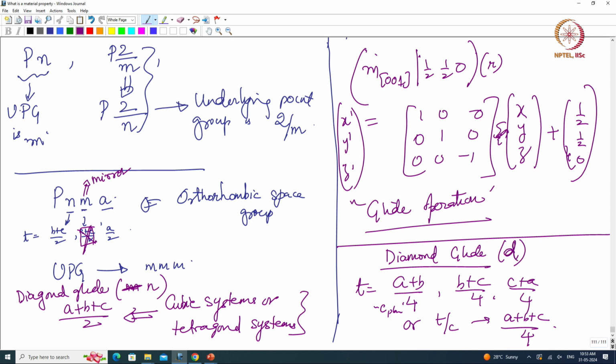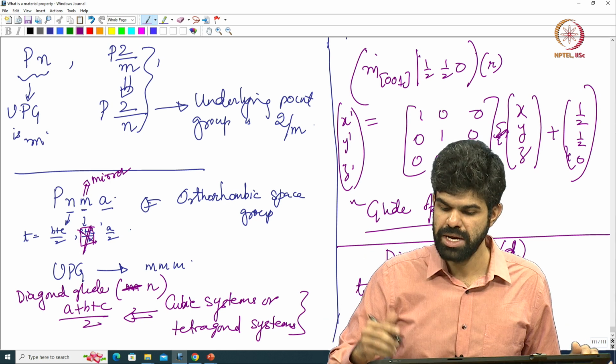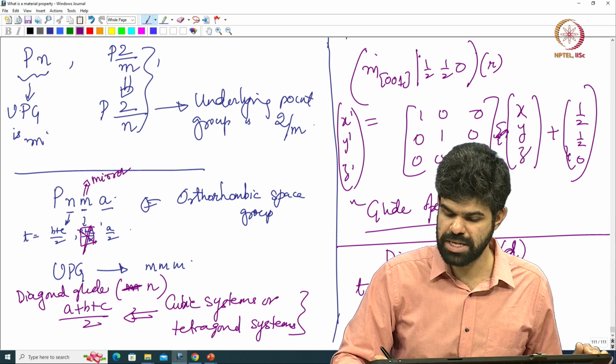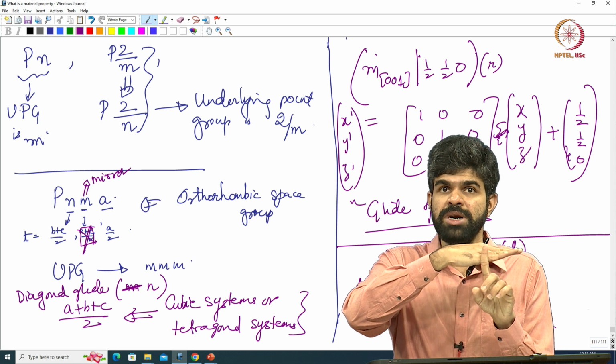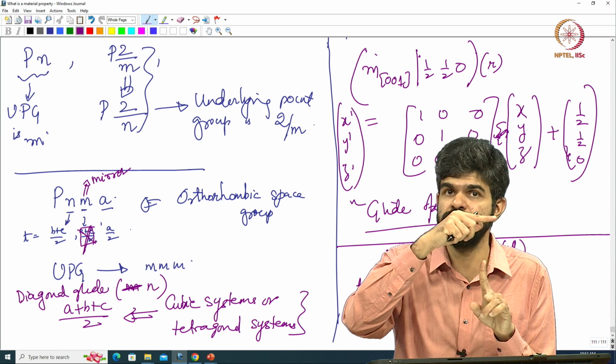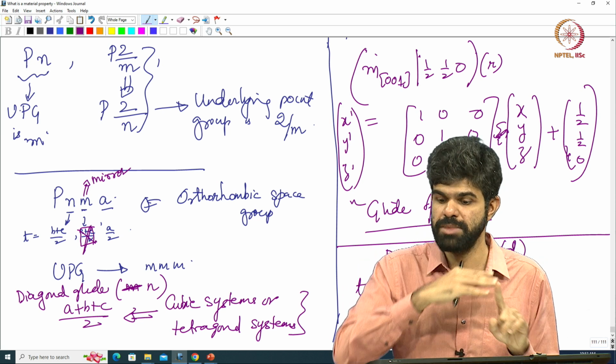So, you will typically see, in all the less symmetric crystal systems, that I can have a diamond glide which is only parallel to the mirror. If perpendicular to the C axis is my mirror plane, then the diamond glide should only be (a+b)/4, which is parallel to the mirror plane.